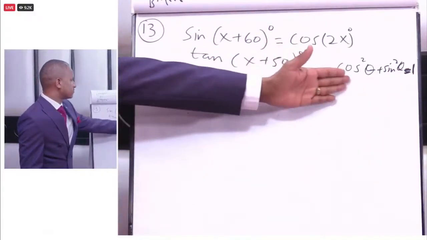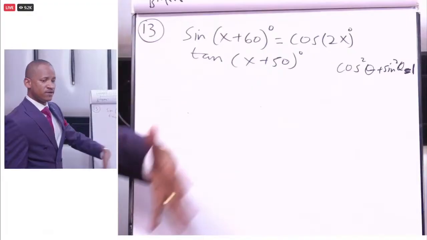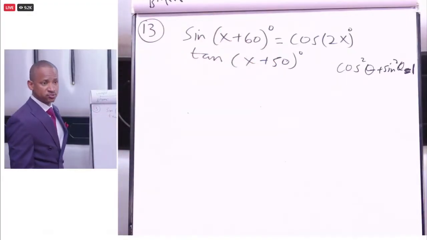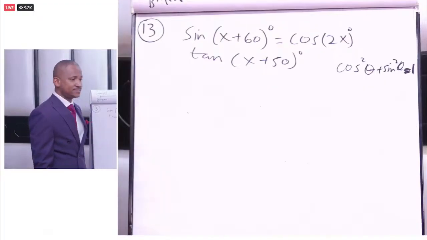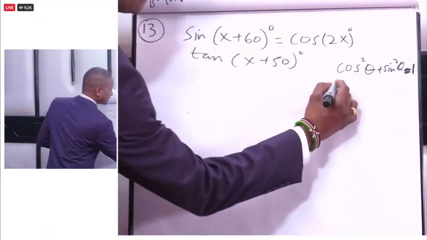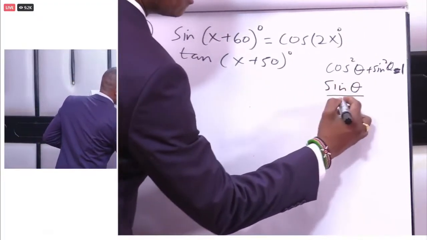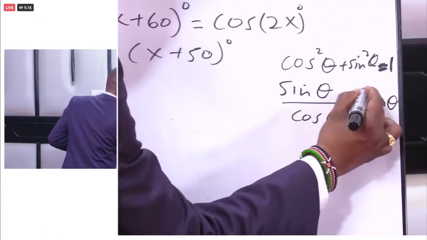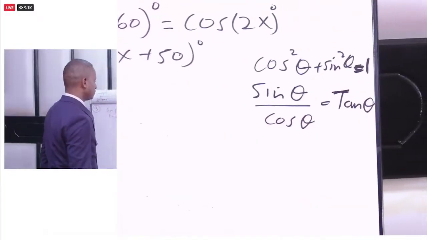This is a rule, but we are not going to apply it here. I'm just giving you everything that can come in this and how you will make the application for all this. Then we also have another rule that states that sine theta over cos theta equals tan theta. This is also another rule.